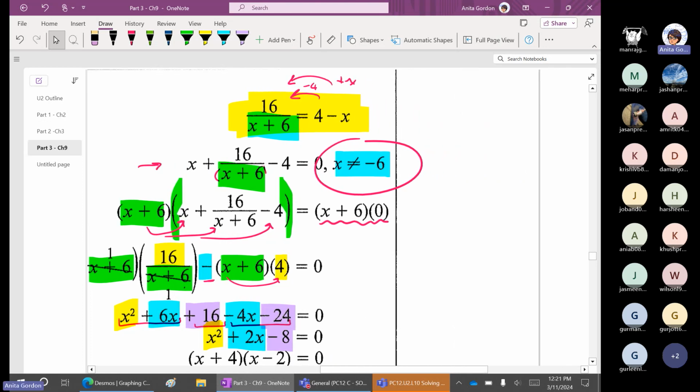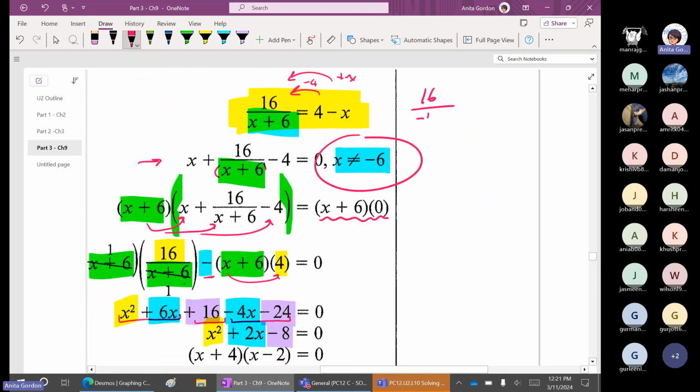Oh, I did this with a graphing calculator. Can you guys grab a graphing calculator? Can you tell me what is 16 over negative 4 plus 6? Some of you might be able to do this in your head. That's fine. What is it?